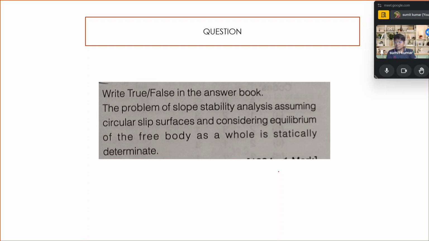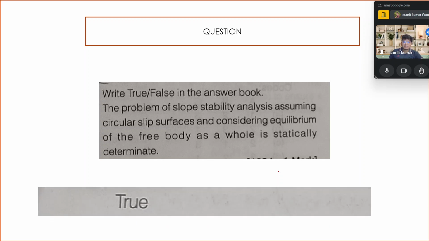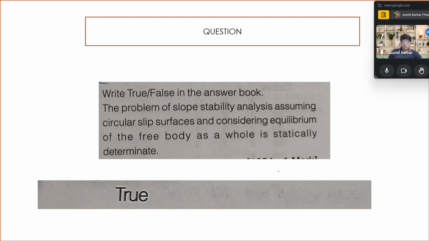Okay. So see, the question states that the problem of the slope stability analysis, assuming the circular slip surface and considering the equilibrium of the free body as a whole, is statically determinate. So true. This is true for the given thing.